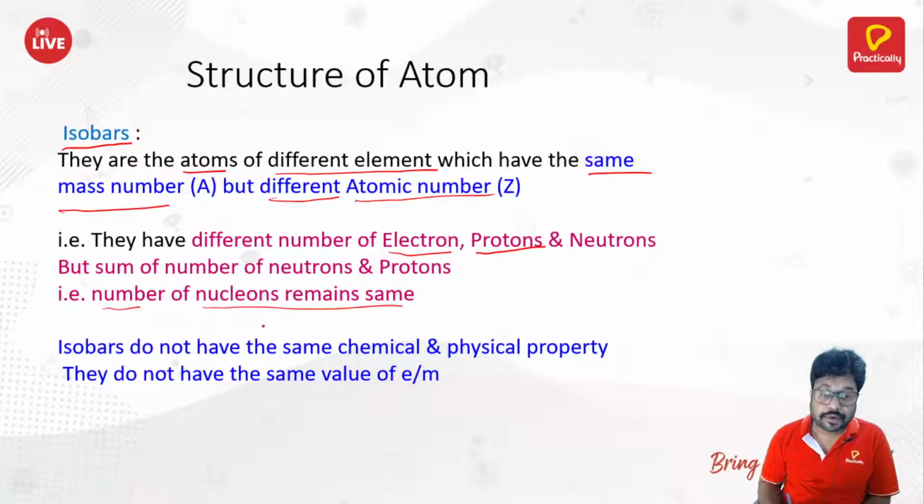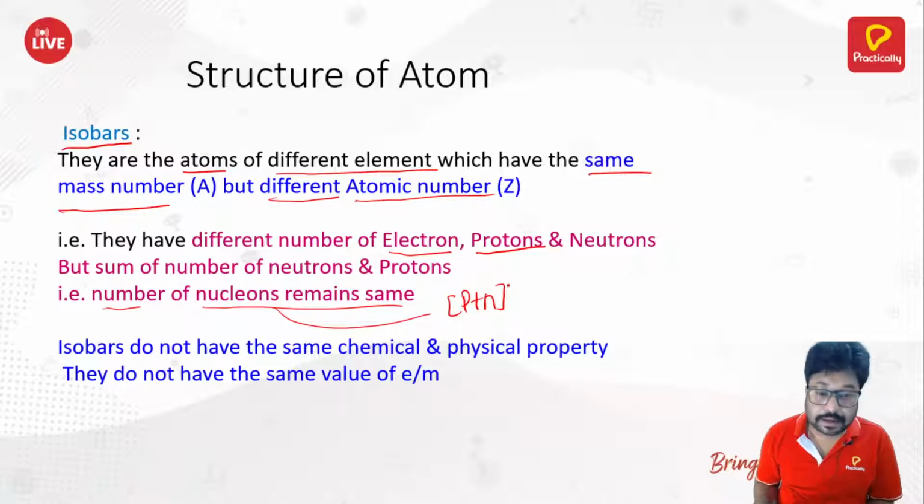What is meant by number of nucleons? Nucleons means the number of protons plus the number of neutrons. So if the sum of protons and neutrons is the same, the nucleon number has to be the same. Let me give you an example. You would understand it. Take this example.